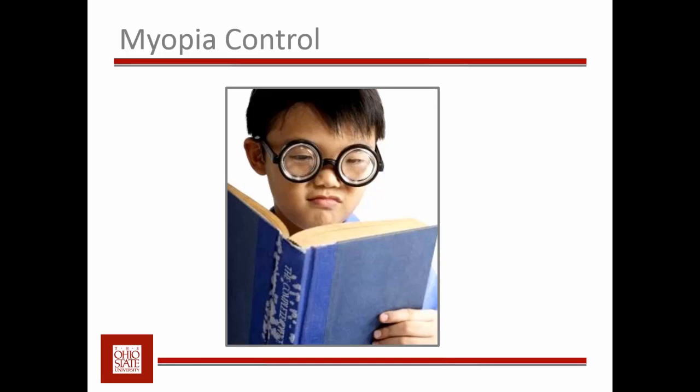And that's what I hope to impart to you today: that background, so that you can talk to patients about the best forms of myopia control, forms that don't work so well, and be able to provide them with an informed ability to make a decision about what is maybe best for their child.